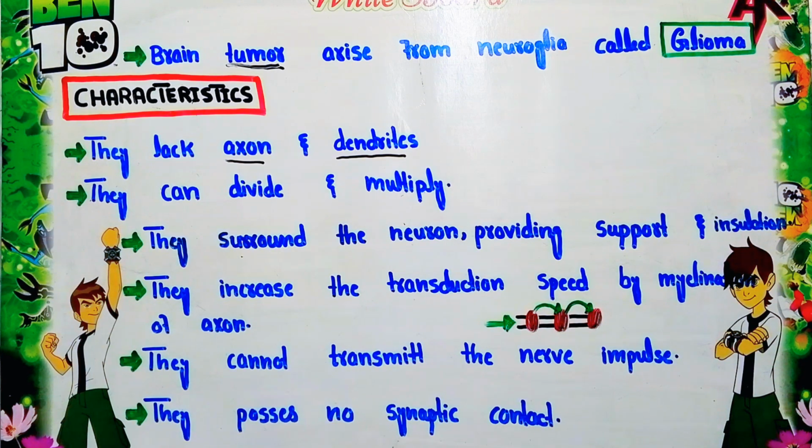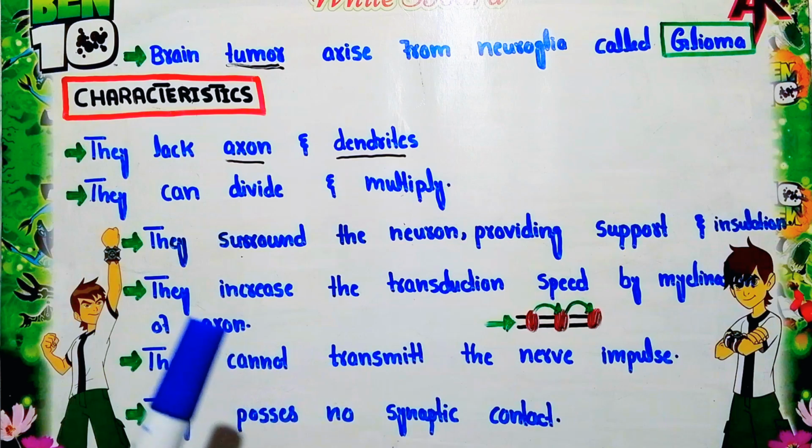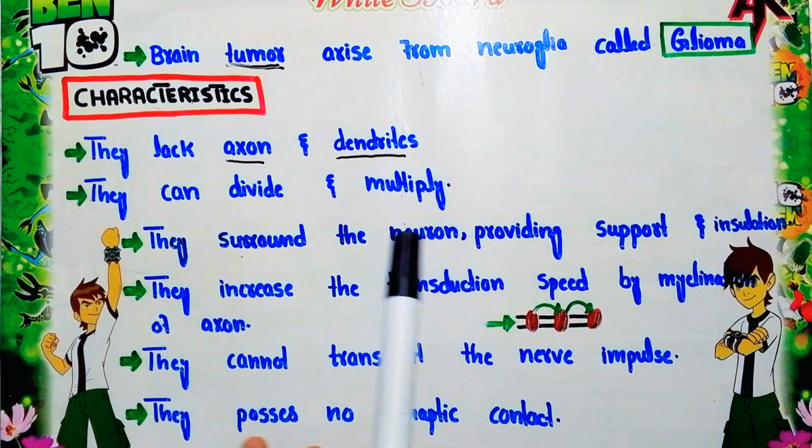Now the third characteristic of the neuroglial cell is that they surround the neuron, providing support and insulation. As we have already talked about the nervous system, the protection and support of the nervous system is provided by the neuroglial cell. These neuroglial cells surround the neuron, which is the structural and functional unit of the nervous system. By surrounding the neuron, they provide support from any type of injury and provide insulation to the neuron. In this way, the neuroglial cell is able to provide support to the nervous system.